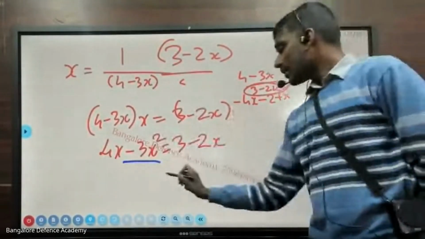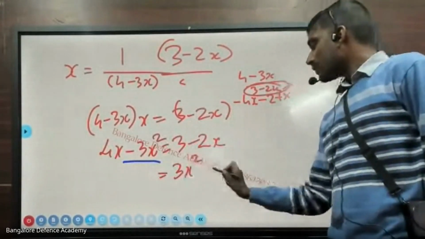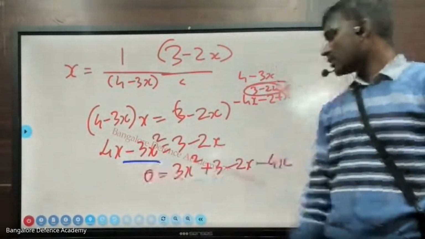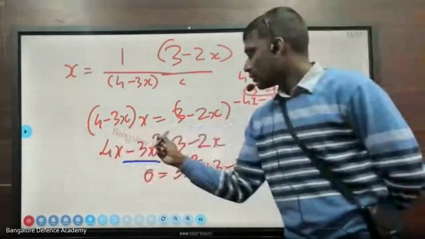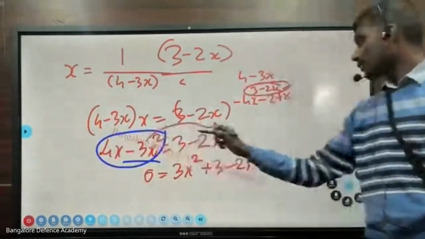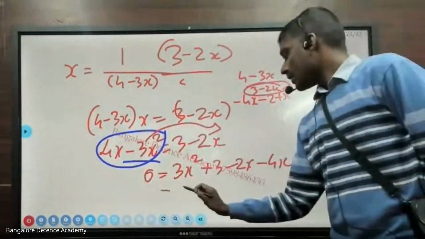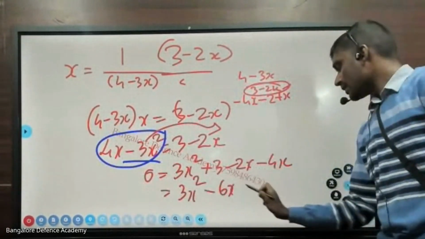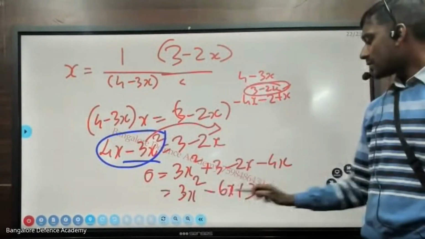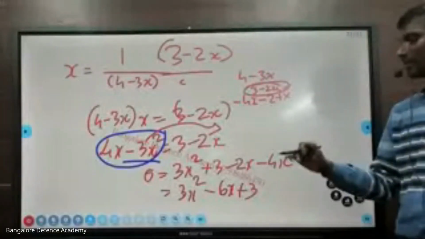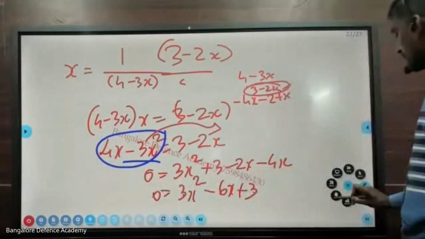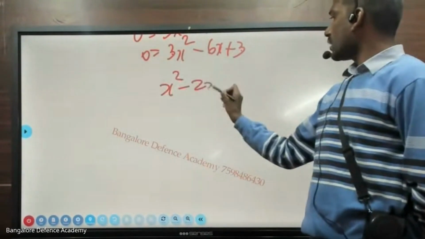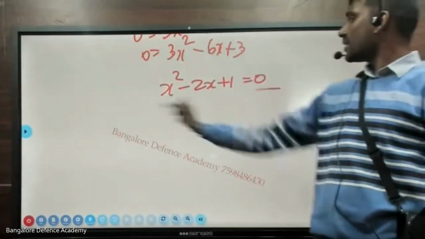Take it to this side, what happens? Plus 3x square plus 3 minus 2x minus 4x, equal to 0. Take the 4x and the minus 3x, all of them, to this side. Okay, it comes here. Now this is 3x square minus 6x plus 3. 3, 6, 3. What is common? 3 is common. Divide everything by 3. What happens? You get x square minus 2x plus 1 is equal to 0. This is the equation you get.